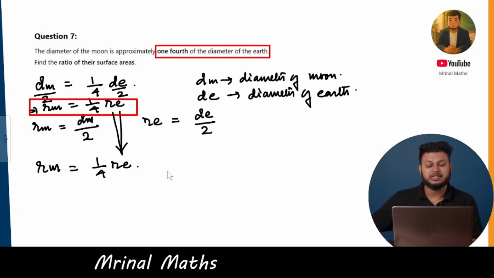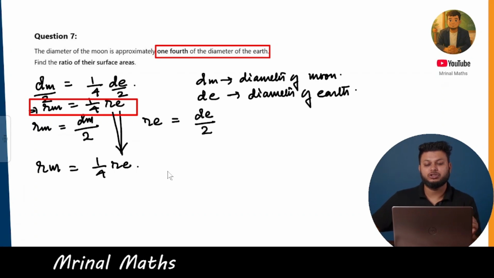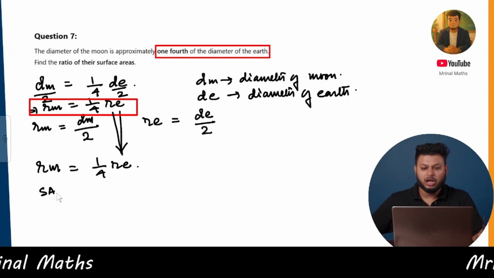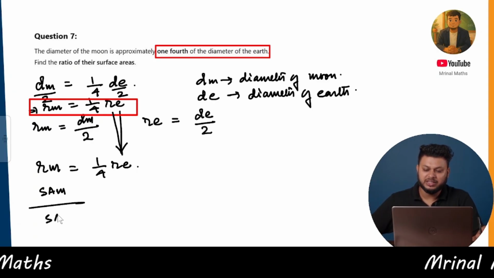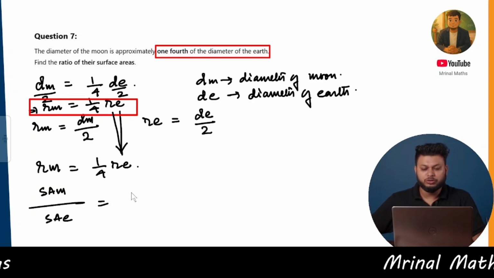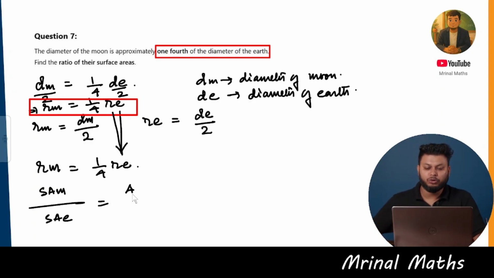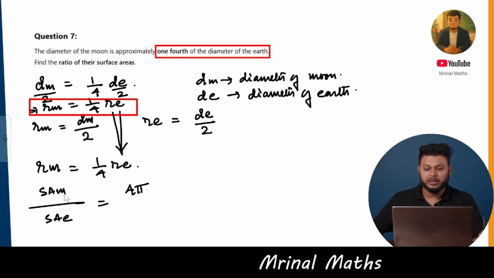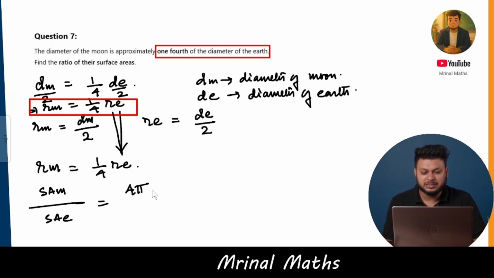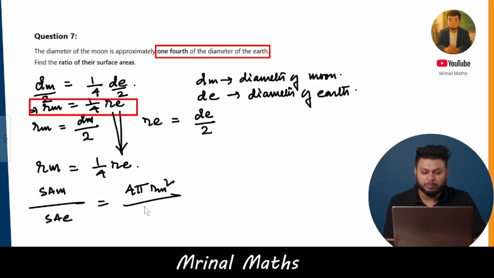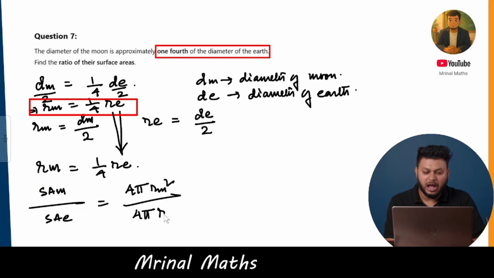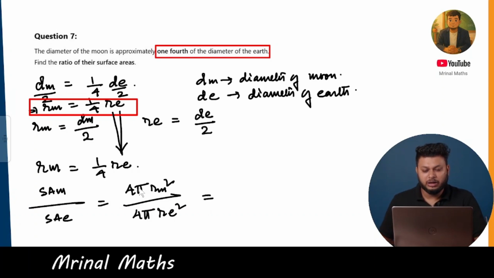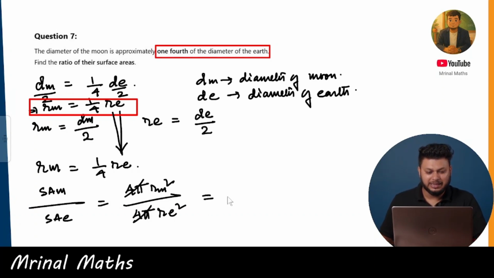Now they are asking to compare the ratio of their surface area. Now surface area of moon by surface area of earth. So we know surface area of a sphere is 4 pi r square. Now here is the important point. Okay, so we know the surface area of moon is 4 pi rm square by 4 pi re square, e for radius of earth. Now here 4 pi and 4 pi you can cancel.